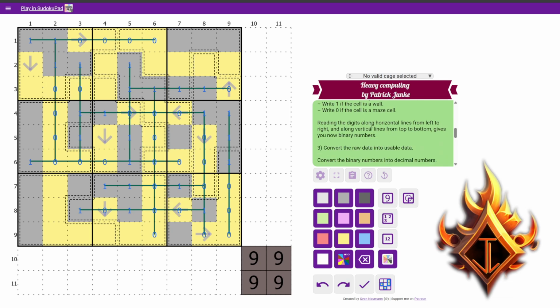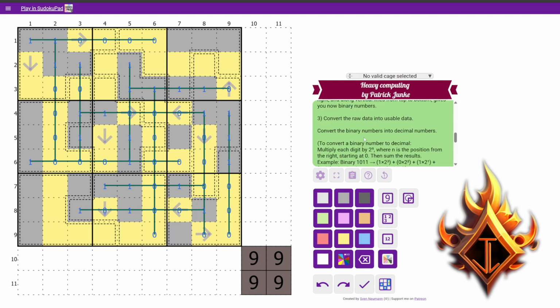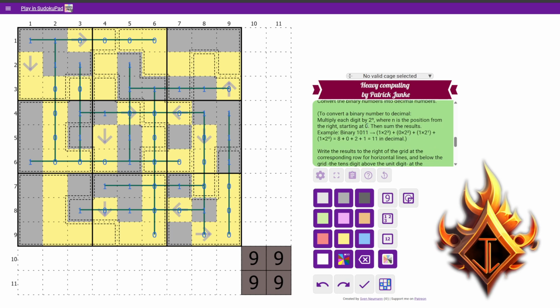Now reading the digits along horizontal lines from left to right and along vertical lines from top to bottom gives you binary numbers. And to convert the raw data into usable data, we are converting the binary numbers into decimal numbers. To convert a binary to decimal, multiply each digit by 2 to the nth power, where n is the position from the right, starting at 0, then sum the results.